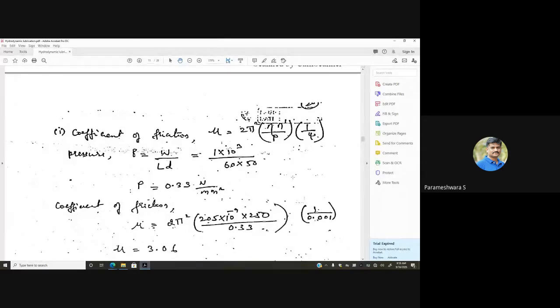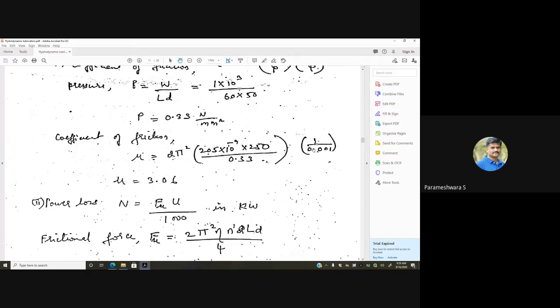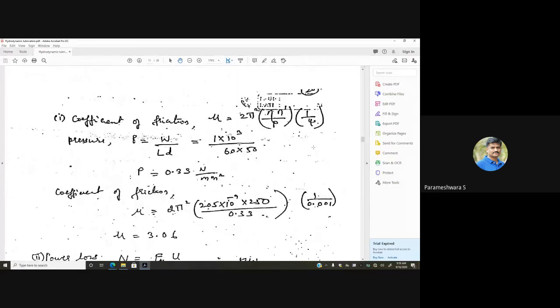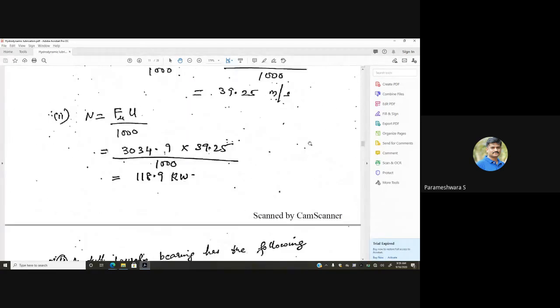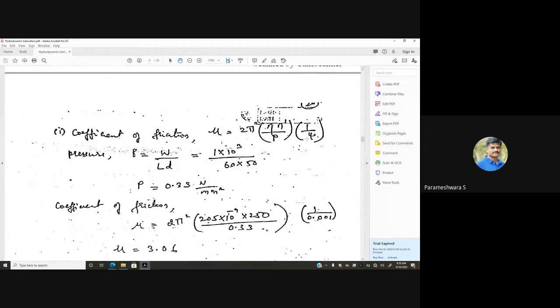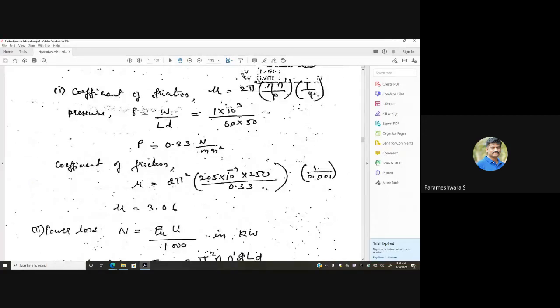So it is almost similar to the previous problem. Make use of the formula to determine the coefficient of friction. Mu is equal to 2 pi square into eta N dash over P. So with the previous problem solving experience, you can try this. I'll give you 5 minutes to find out the power loss. All of you just try this problem, and just post the answer in the chat box.